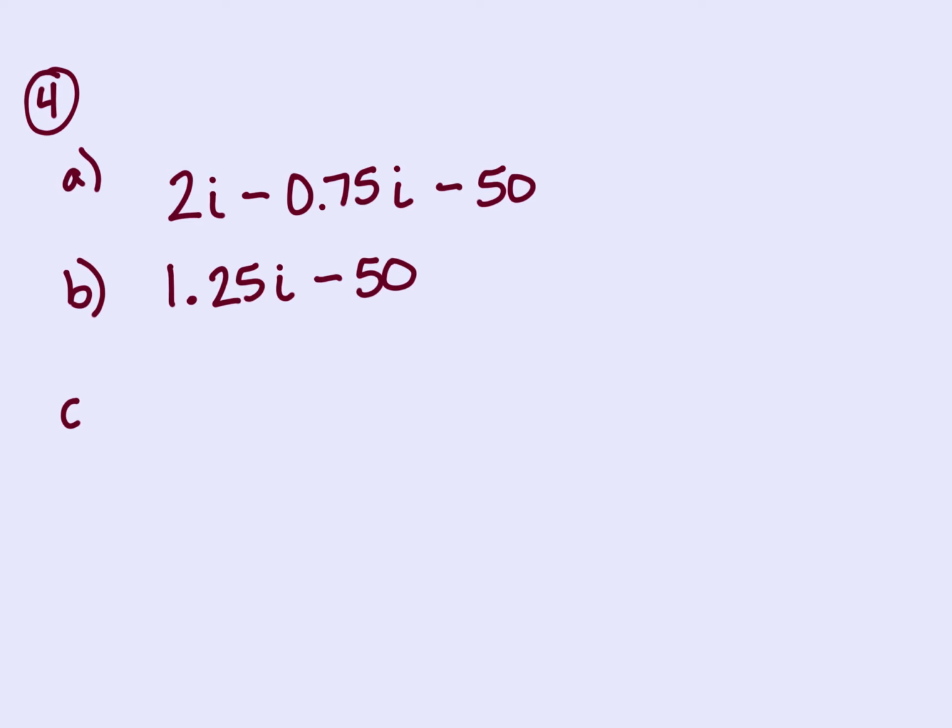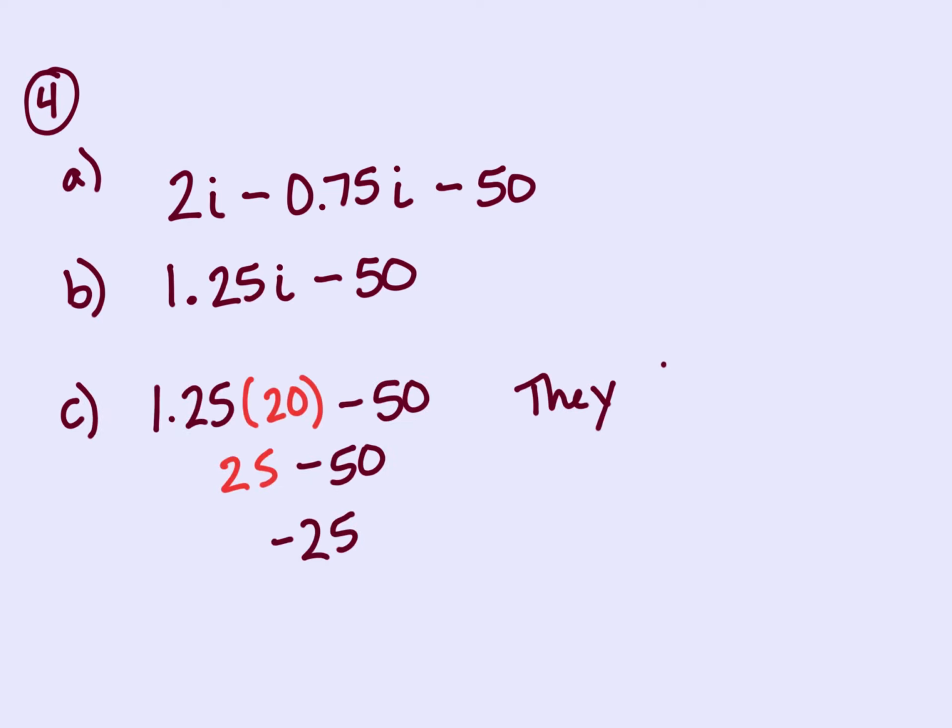So they earn $25, and then they have to still pay 50, which leaves them with negative 25. What does that mean? Well, it means they lost money. They didn't earn any money because they didn't sell enough.